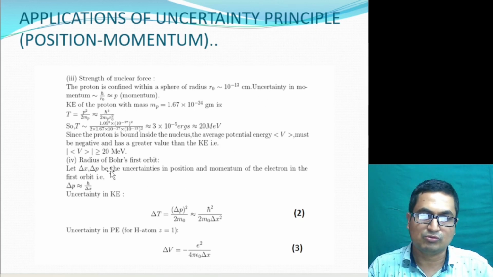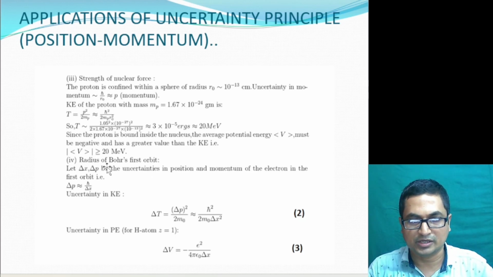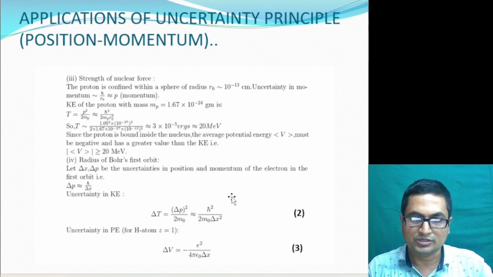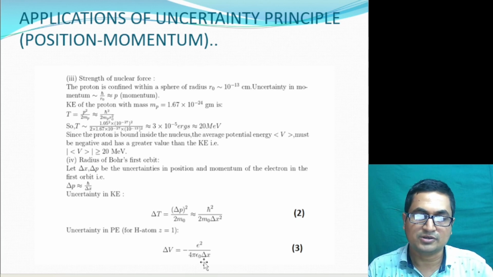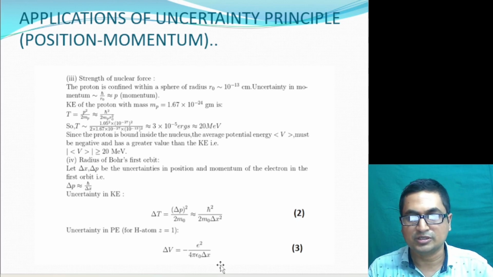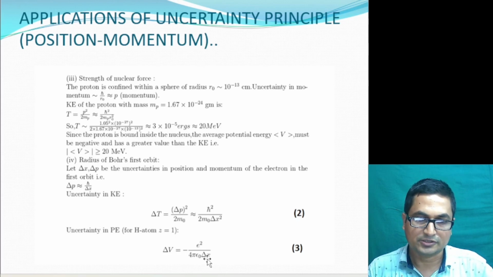And going back to the fourth one, we can estimate the radius of Bohr's first orbit using the Heisenberg uncertainty principle. So again using this relation, if del p equals h-cross by del x, the uncertainty principle, the uncertainty in kinetic energy is del p square by twice m naught, and so this is equal to equation 2. And the uncertainty in potential energy, with Z equal to 1, is this, because we know the expression for potential energy, e square by 4 pi epsilon naught R. Since we're calculating the uncertainty in potential energy, we put del x, the uncertainty in position, instead of R.